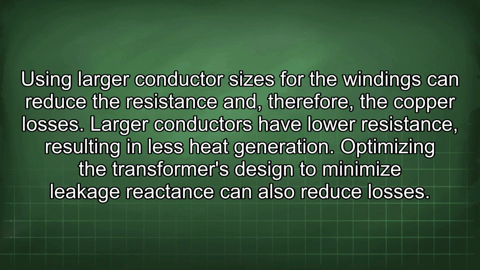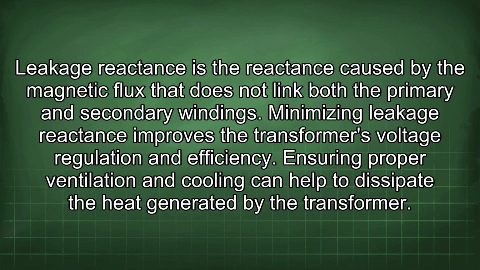Using larger conductor sizes for the windings can reduce the resistance and, therefore, the copper losses. Larger conductors have lower resistance, resulting in less heat generation. Optimizing the transformer's design to minimize leakage reactance can also reduce losses. Leakage reactance is the reactance caused by the magnetic flux that does not link both the primary and secondary windings. Minimizing leakage reactance improves the transformer's voltage regulation and efficiency.